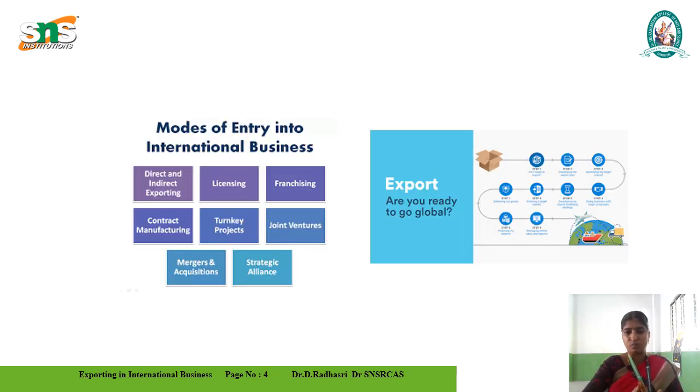Models of entering international business: we have to see direct and indirect exporting, licensing, franchising, contract manufacturing, joint ventures, and mergers and acquisitions, and strategy analysis. These are the eight categories in the international market for entering global business. These are the ways they can get ready for direct import and export to achieve their goals and reach their process in a global way. These are the processes to achieve these categories in exporting in international business.